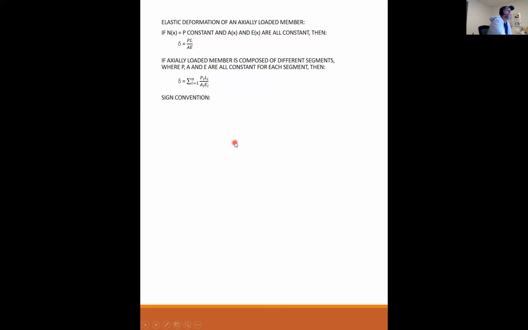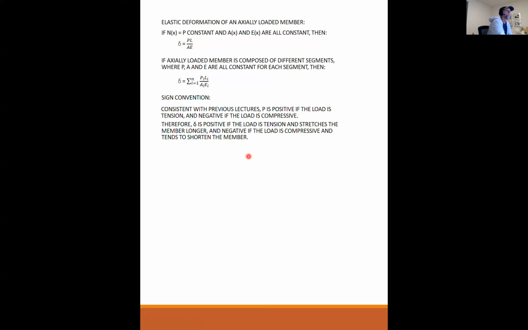Okay, sign convention, consistent with previous lectures. P is positive if the load is in tension and negative if the load is compressive. Therefore, delta is positive if the load is in tension and stretches the member longer. Delta would be negative if the load is compressive and tends to shorten that member.